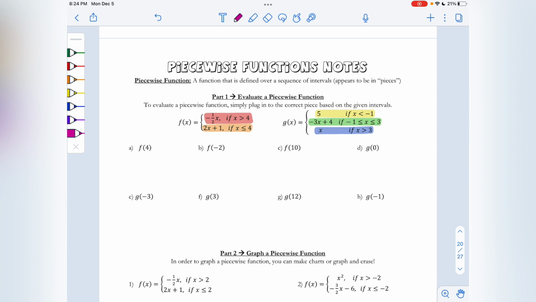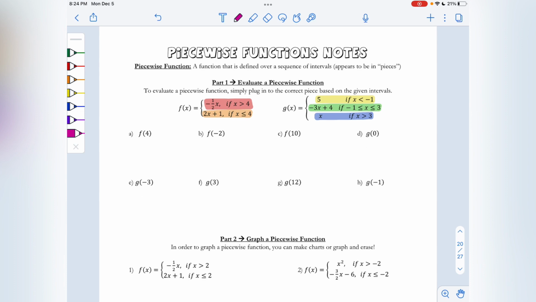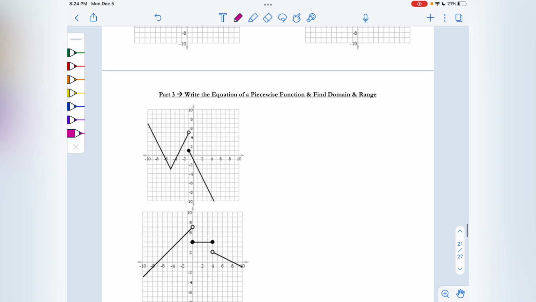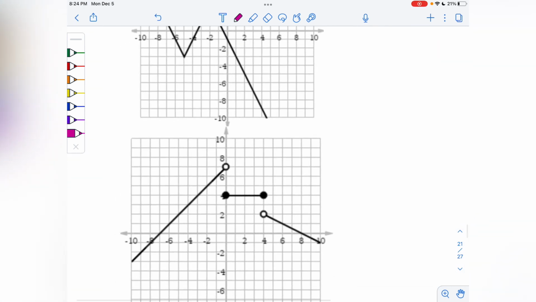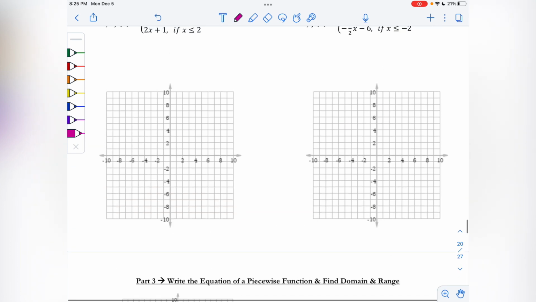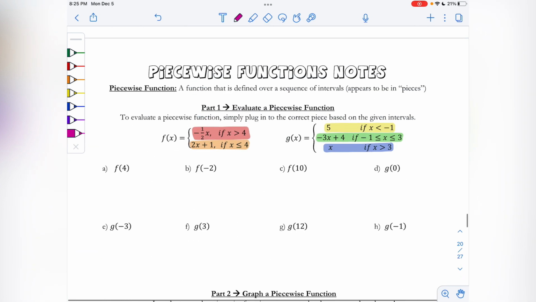A piecewise function is a function that is defined over a sequence of intervals. We have worked with piecewise functions before. They look like this. So it's like different pieces of different functions, but kind of coming together as one function. So it's several different pieces, which is why it's called piecewise.